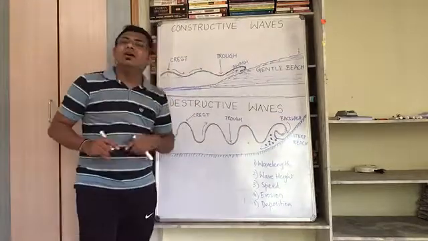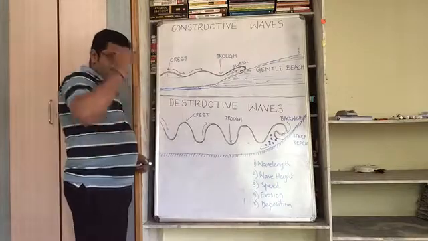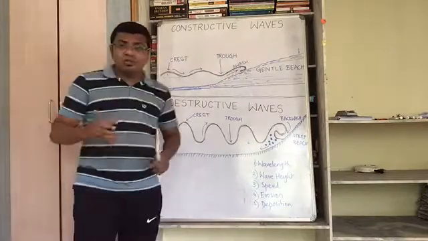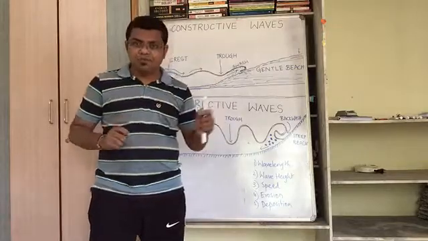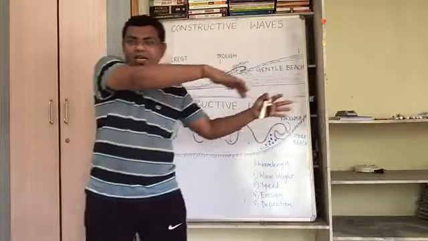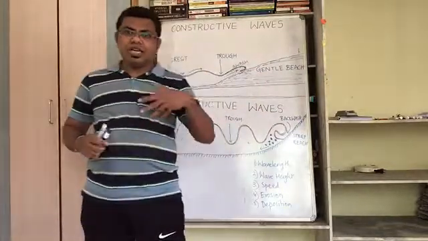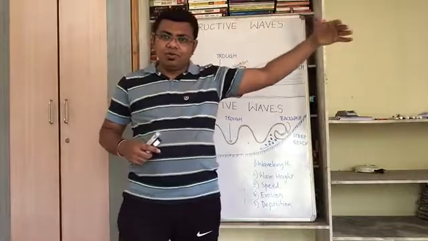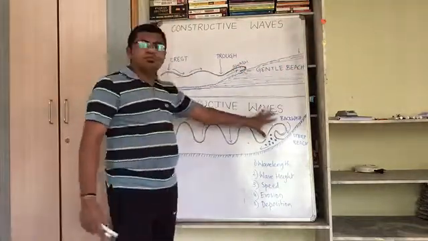What is there in the destructive waves? Now see the difference between constructive and destructive waves. Destructive waves are those waves whose backwash is stronger than swash. So whatever is being deposited on the coast, that material is being taken by the waves into the sea. So backwash is getting something from the coast and taking it into the sea. So that way backwash becomes very strong.